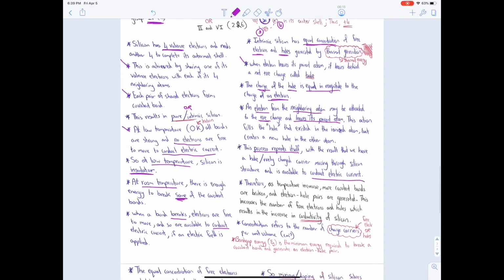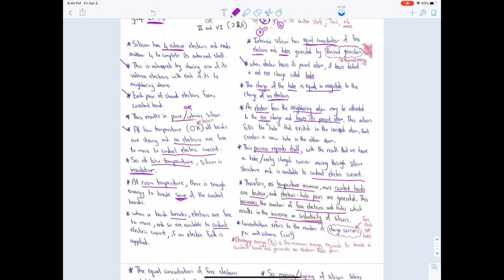Therefore, as temperature increases, more covalent bonds are broken. More electron-hole pairs are generated. This increases the number of free electrons and holes, which results in an increase in conductivity in the silicon. Now, concentration refers to the number of charge carriers per unit volume, which is the free electrons or holes.